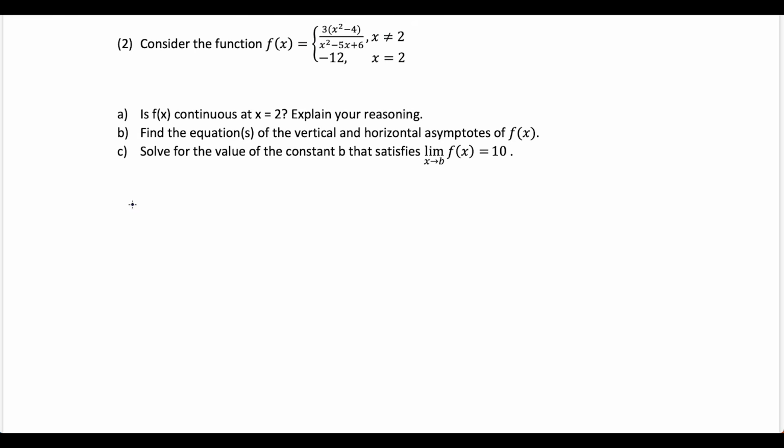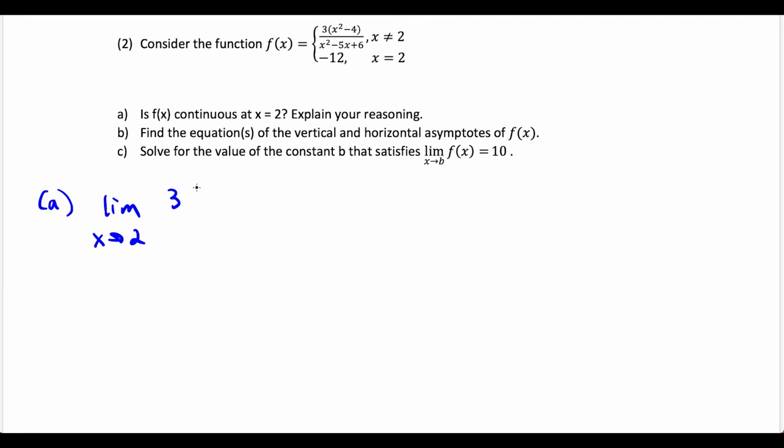Okay, so here's question 2, and it's our last question. We have the function f of x, and it's a piecewise function. And for part A, we want to answer, is f of x continuous at x equals 2? We actually have to explain our reasoning. So for this, we want to do 3 things. First, we want to find the limit as x approaches 2 of f of x, and we're going to target the part where x is not equal to 2.